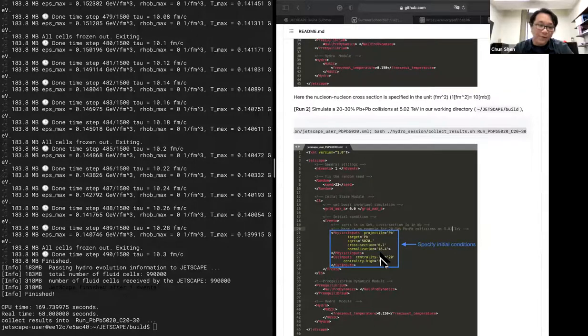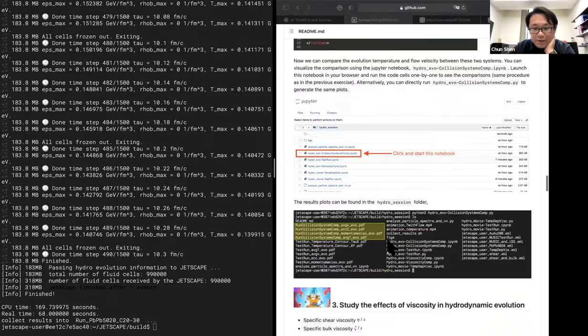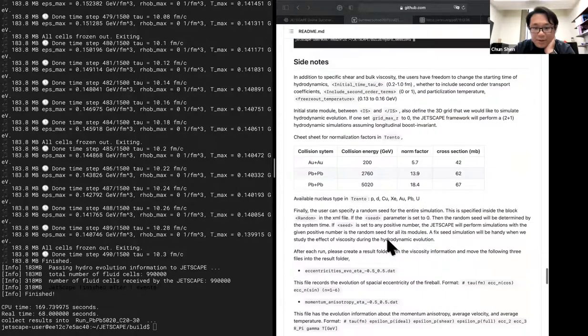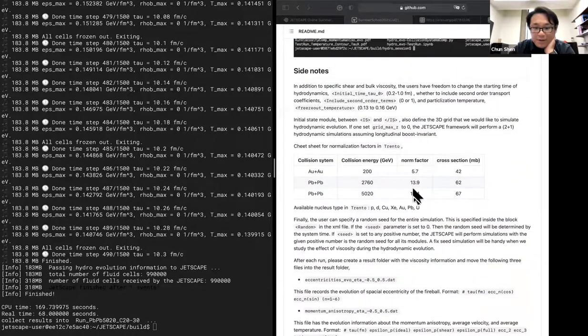So for different collision energies, you would need different normalizations. In this note, if you scroll down a little bit, there's a side note section here, and you will see that we provide some estimate of the normalization factor for different collision energies for you to use at first hand. But you might want to fine-tune it if you use a different viscosity. These are brief, first-order estimates that you can use from our pre-tuned results.